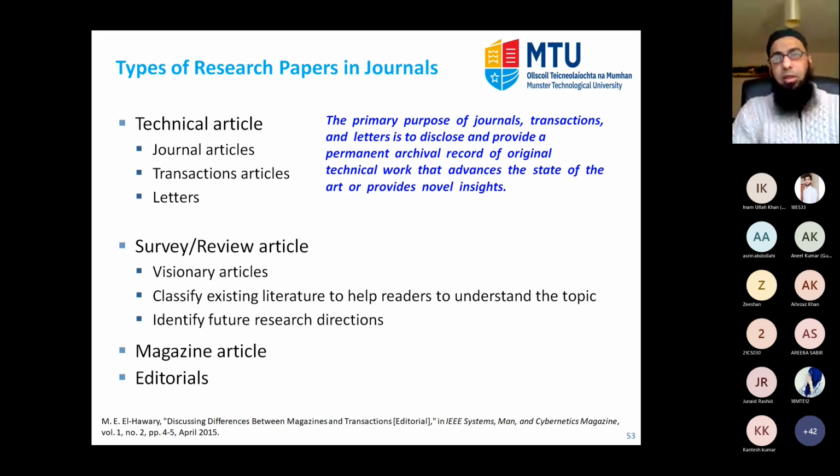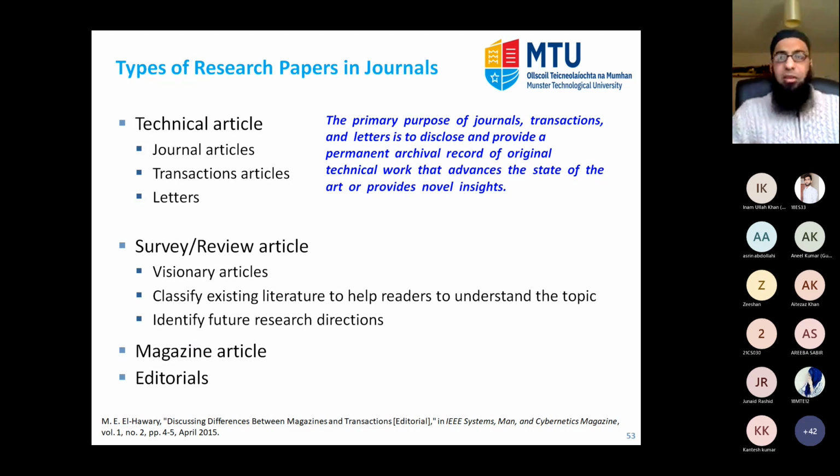Then you have review articles or survey articles. You cannot compare review or survey articles with the technical article. Their style is different. They are basically visionary articles. They try to classify existing literature to help readers understand the topic. One of the major contributions in a review or survey article is that they identify future research directions. So if someone tries to start research in any particular area, they will read those review articles and understand what has been done in this area, what the challenges are, and what is required in the future. So that's why the citations of review articles are quite higher than the technical articles.